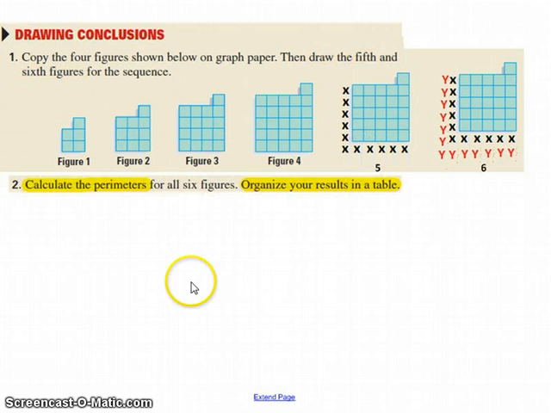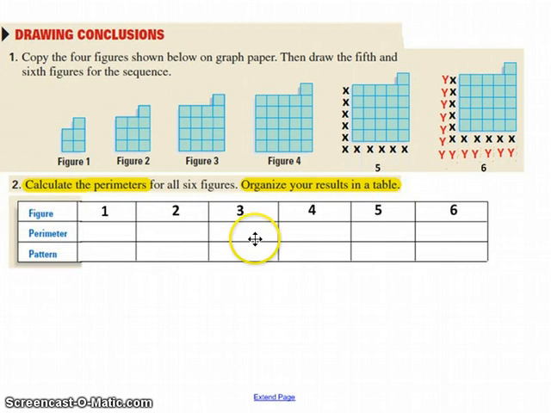And the next thing you were asked was to calculate the perimeter for all 6 figures and organize those results in a table. Well, here's the table that I would imagine you would create. It's just like the table on the upper half of the page. You have the figure stage that you're at, like this is the 6th stage, and that's where we put stage 6 in the table. And then, just like before, we're looking at perimeter and pattern.